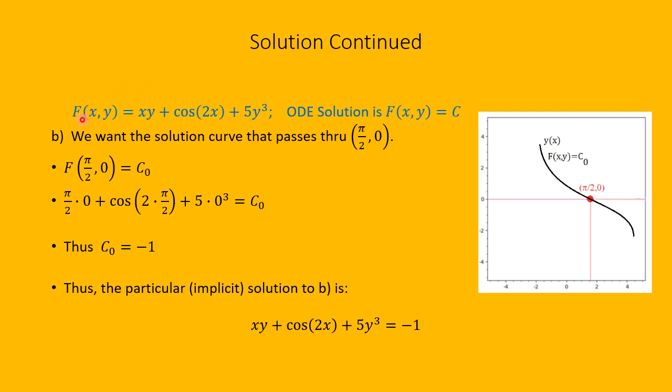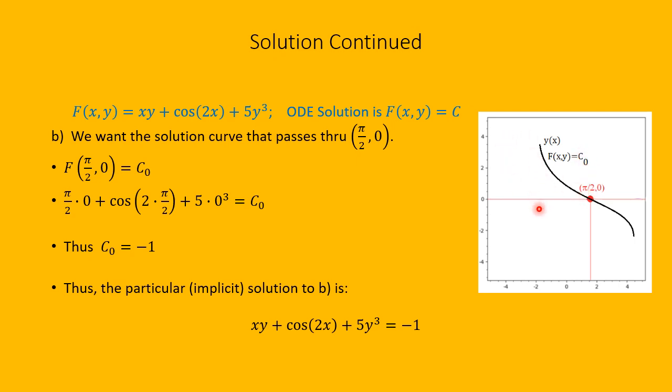So far we have that f(x,y) is x times y plus cosine of 2x plus 5y cubed, and the implicit solution to the differential equation is f(x,y) equals a constant. We want to find a solution curve that goes through the point (pi over 2, 0). The equation of this curve is going to be f(x,y) equals some constant c naught, and we want to find c naught.